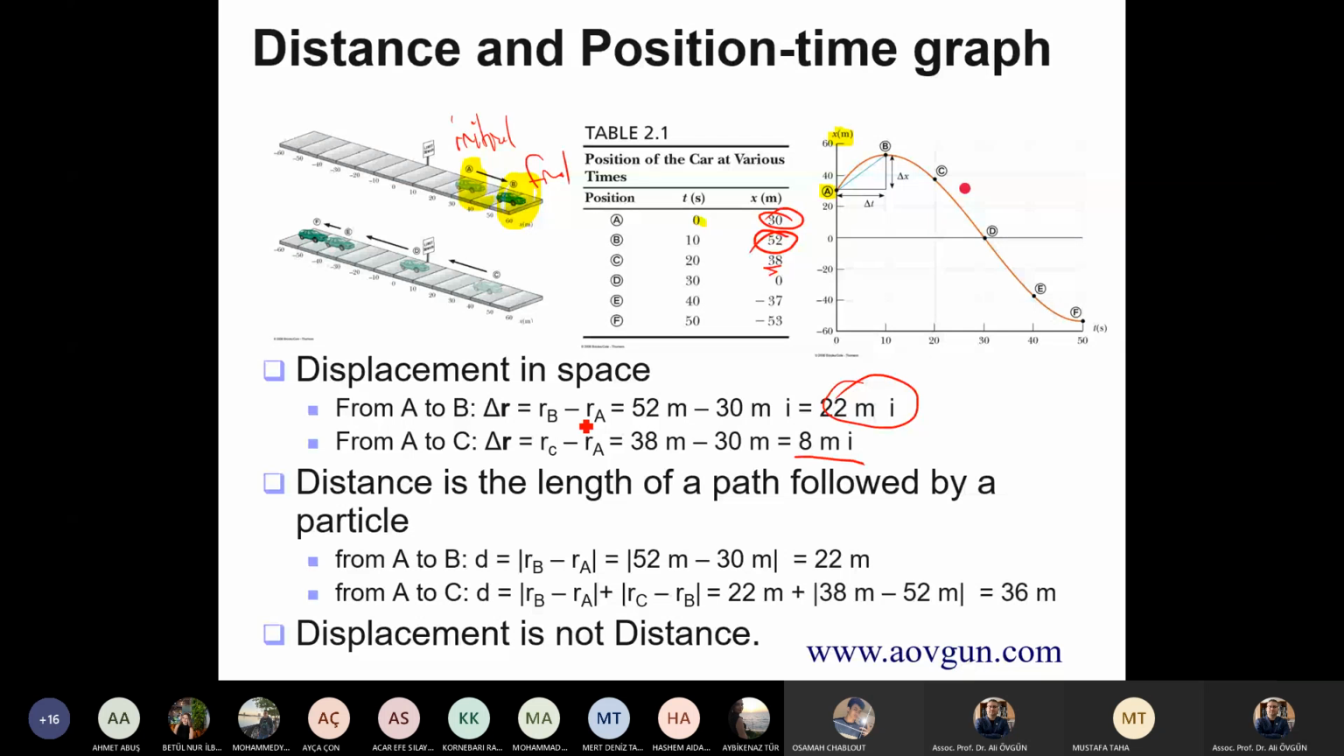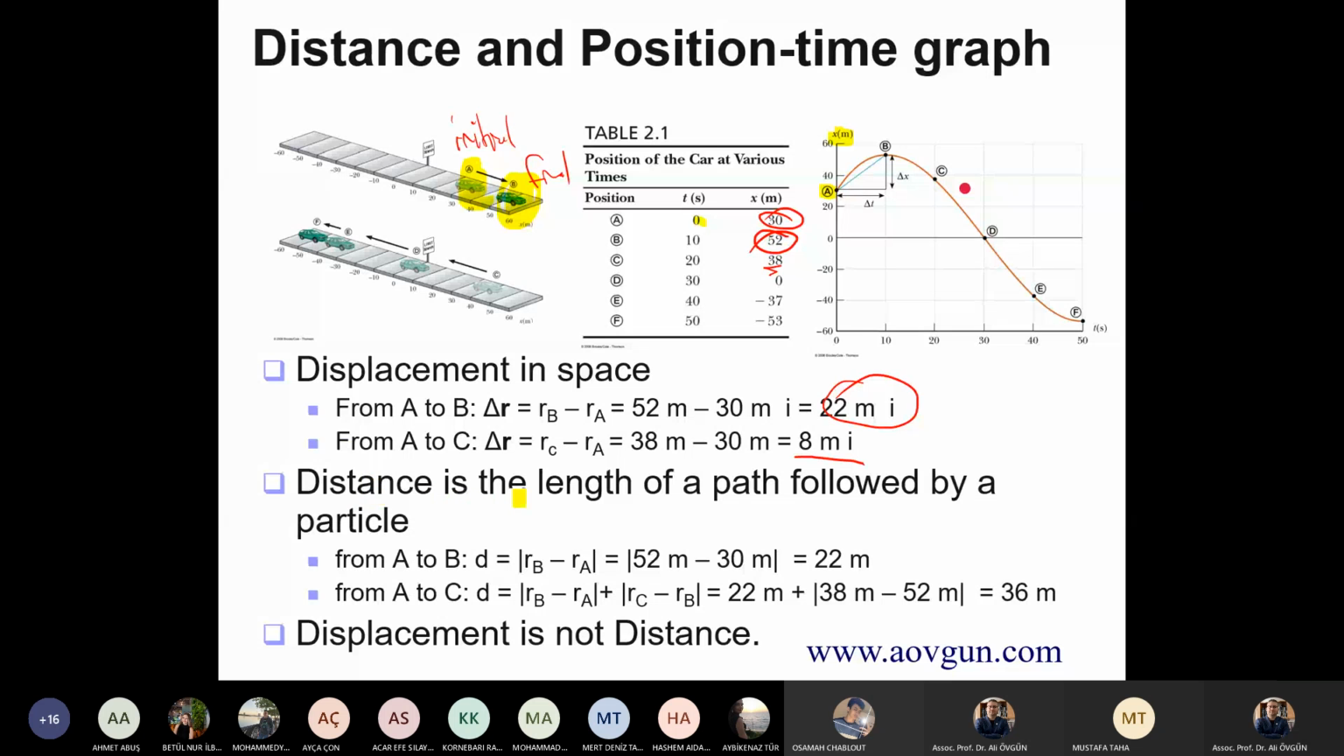Another important quantity is distance. Distance is a scalar quantity because the direction is not important. You will only find a number, and distance is the length of the path followed by a particle. For example, from A to B, you must take the absolute value. What is the distance?